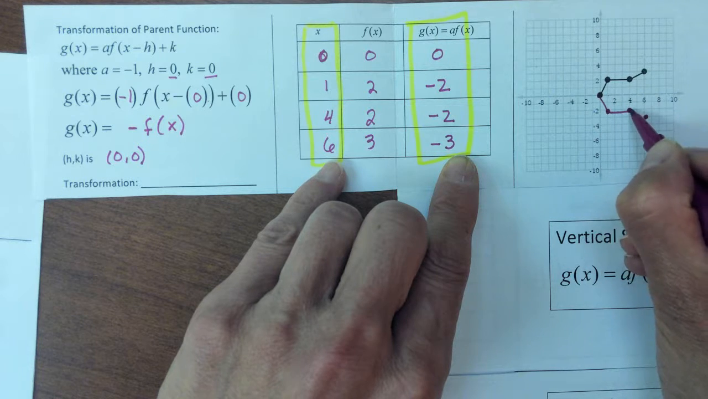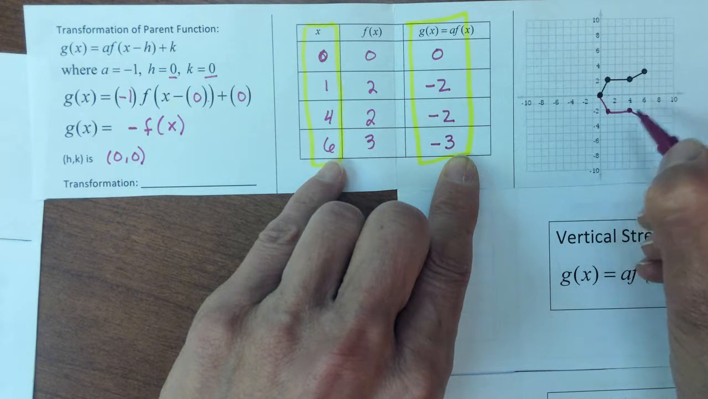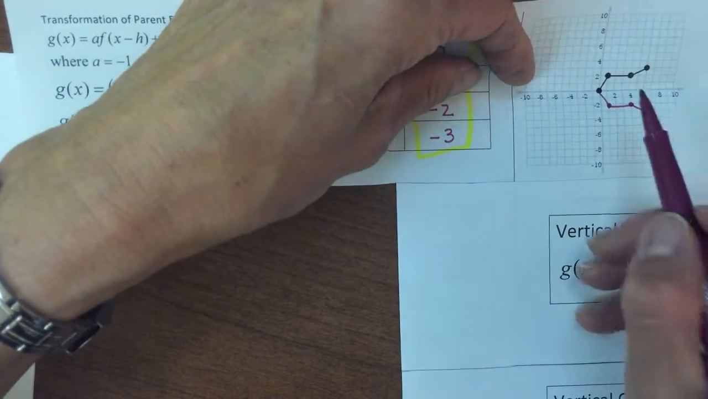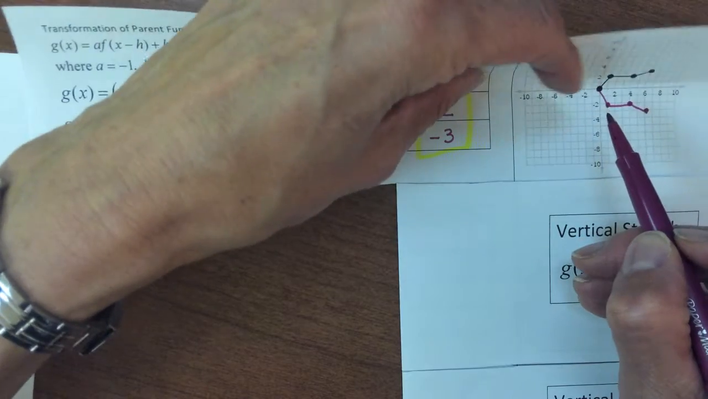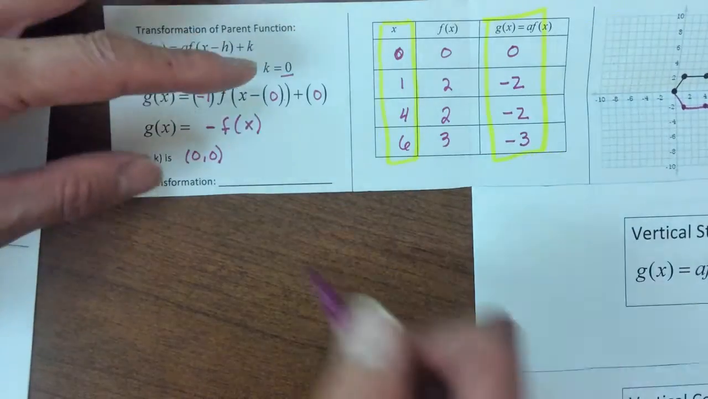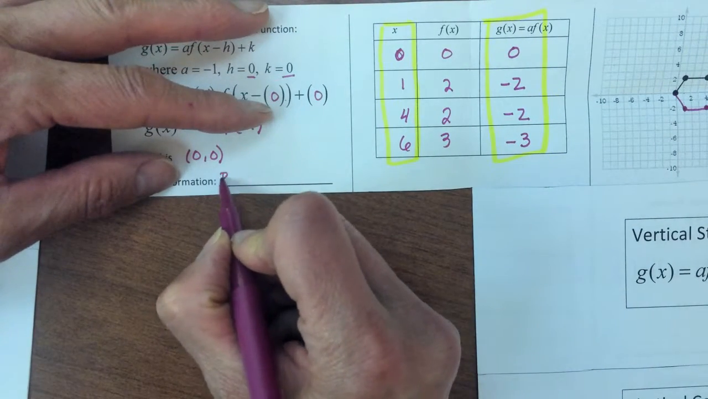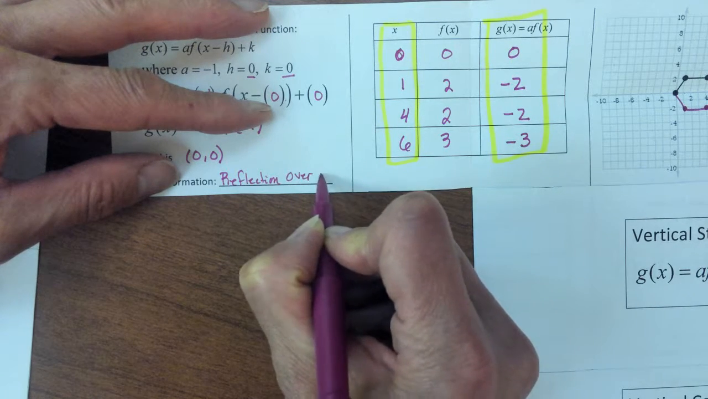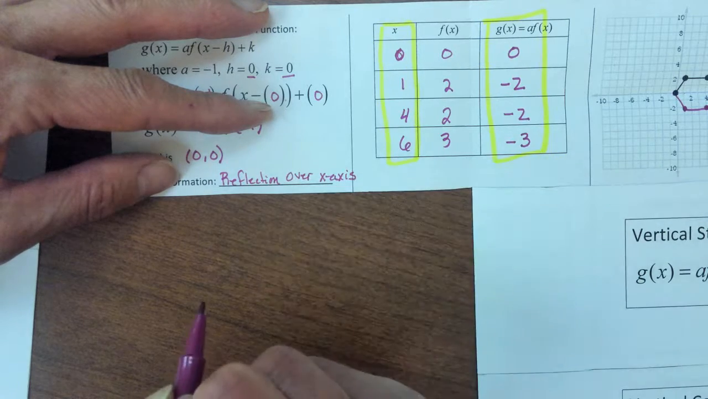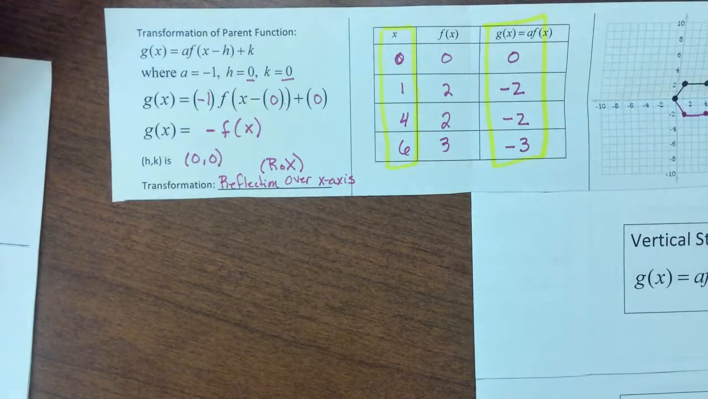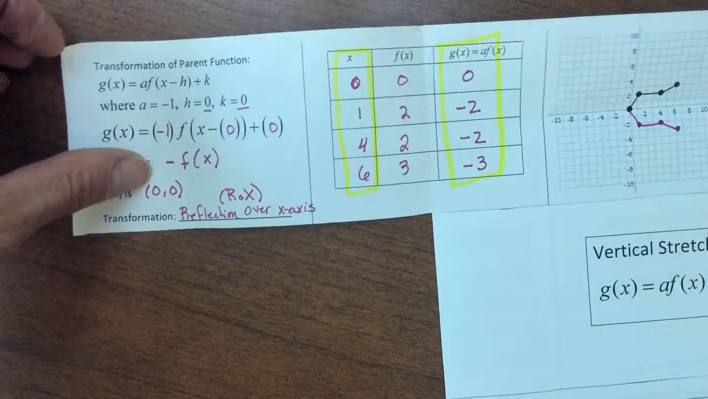So you can see it jumped over my x-axis. If I were to actually take this graph and fold it along the x-axis, these points are going to lay right on top of these points. That's a reflection. So the transformation I would write here is a reflection over the x-axis. And sometimes we just write ROX. That's what that means, reflection over x-axis. That's the only thing that happened.